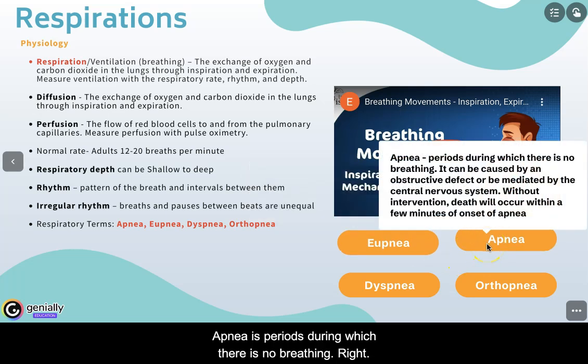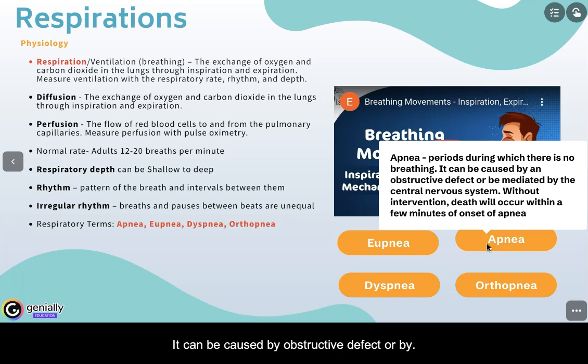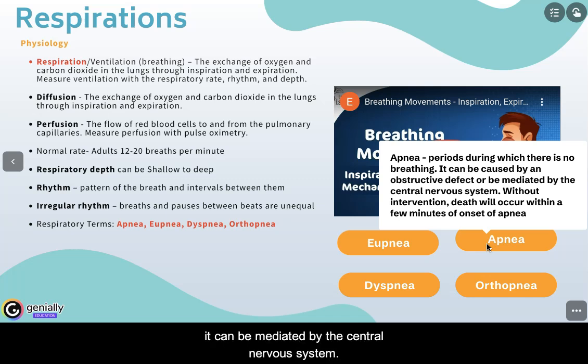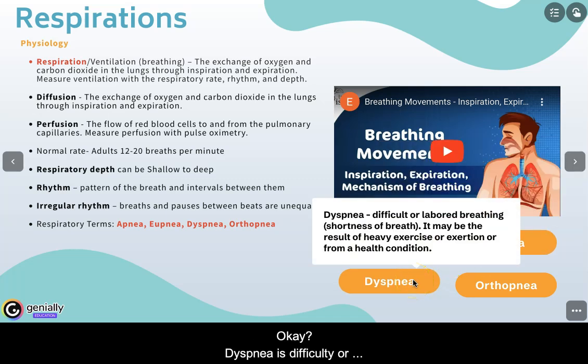What is apnea? Apnea is periods during which there is no breathing, right? It can be caused by an obstructive defect, or it can be mediated by the central nervous system. Without intervention, death can occur within a few minutes of the onset of apnea. We don't want a patient that's not breathing, right? We want to make sure they're breathing. It's very important.